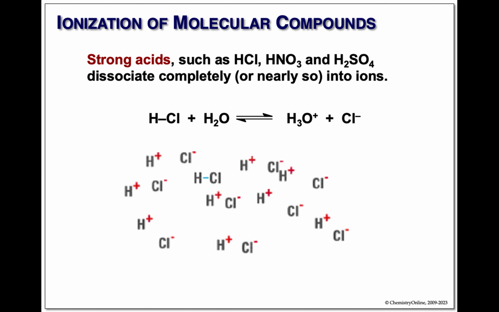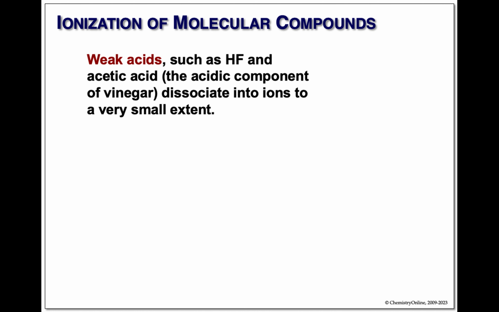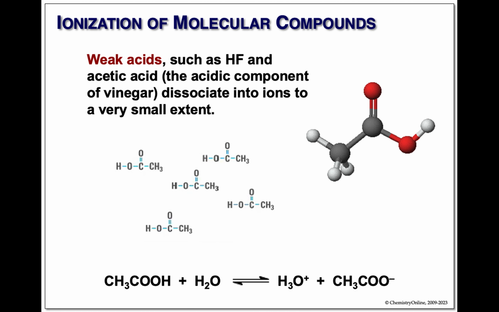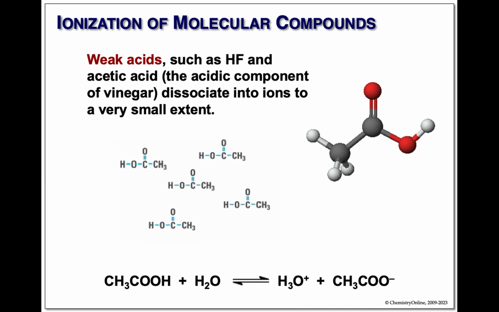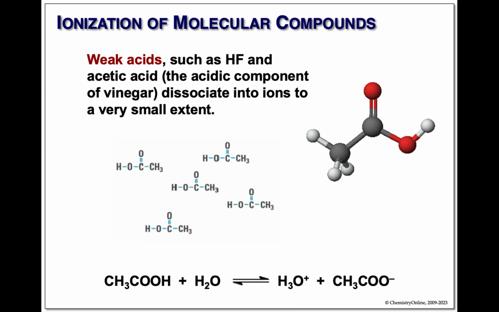A weak acid, just the opposite. Once again, this is acetic acid. Acetic acid is a weak acid, but it does ionize to give hydronium and acetate anion. When this goes into solution, it will every now and then ionize. So this reaction is very slow. This one is very fast. That's a weak acid. Any questions?